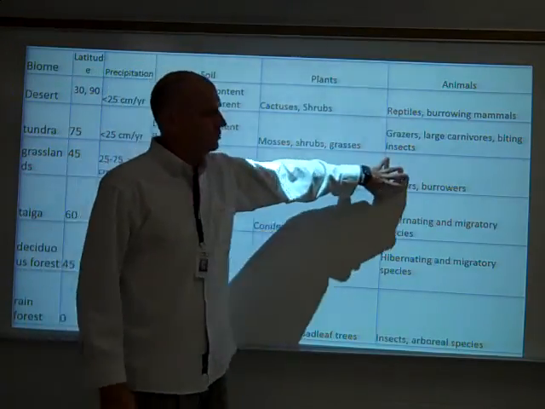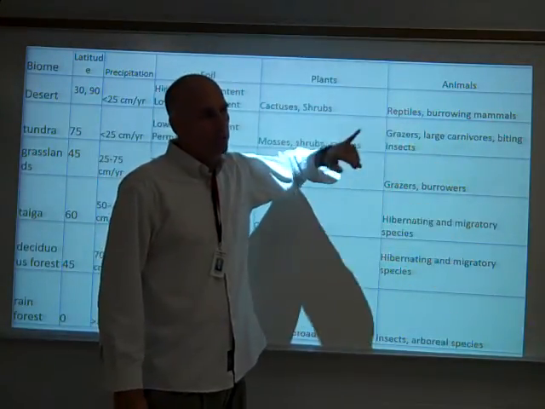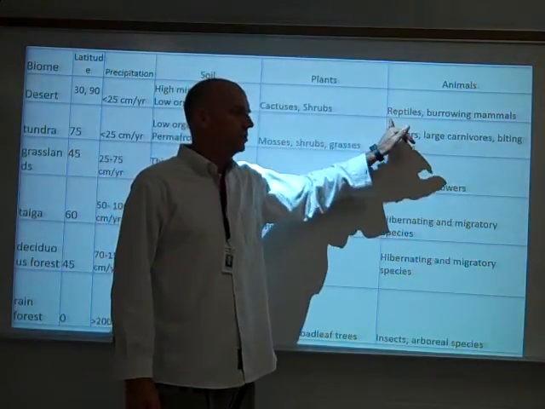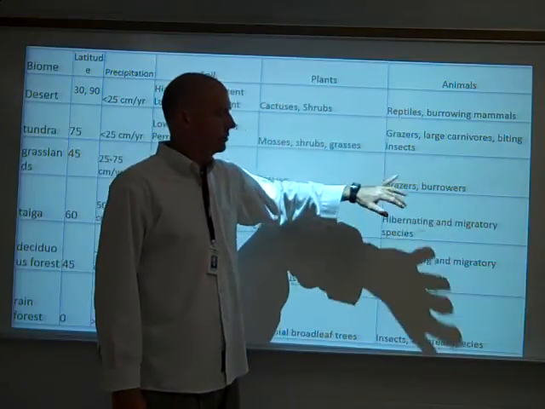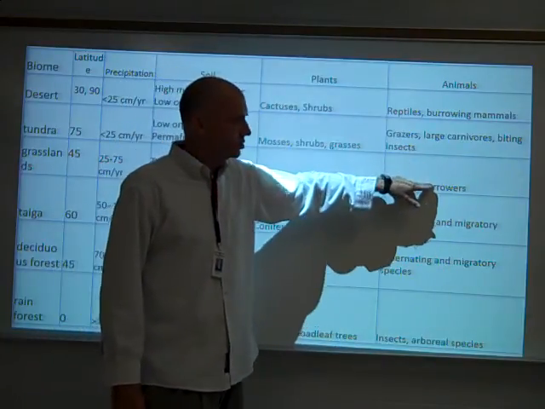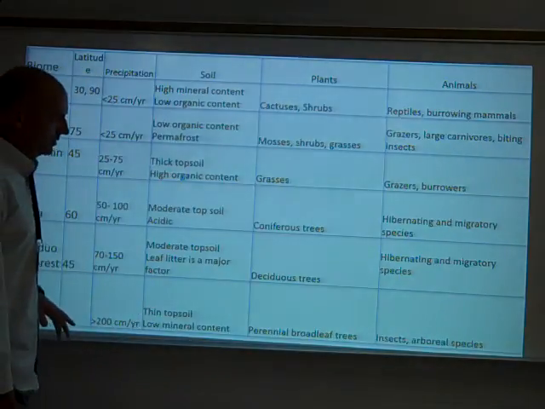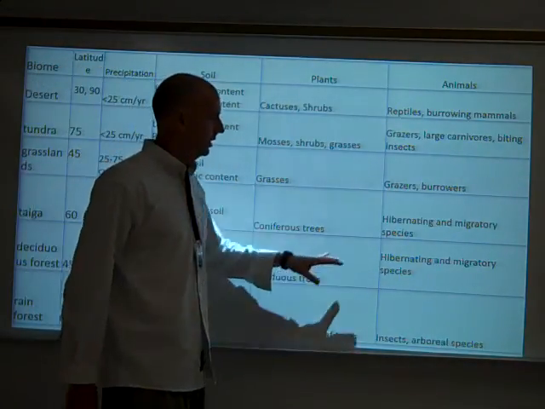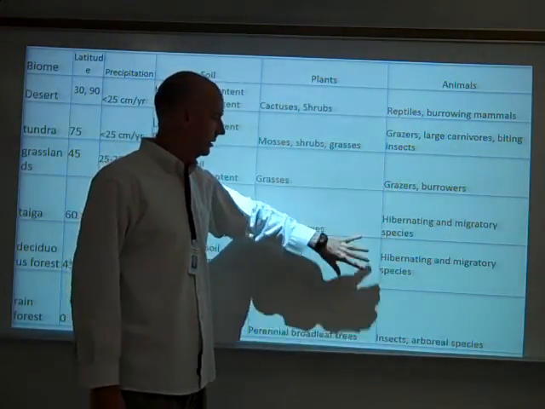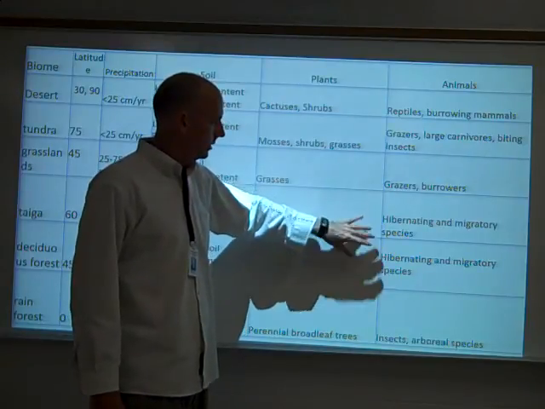Okay, same thing with grasslands, very similar. As a matter of fact, some ecologists classify tundra as a grassland, but same thing: grazers, burrowers. You could also put your large carnivores in there, lions and pumas and things like that, wolves, that are going to prey on these big animals.